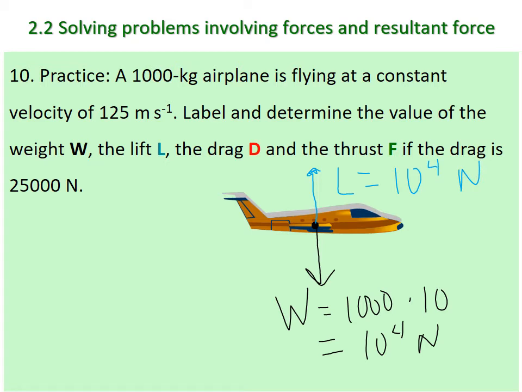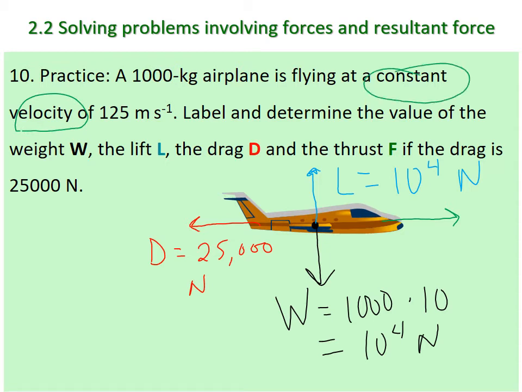And then I have drag and I have thrust. So drag here goes out the back. That's like air resistance. The drag equals 25,000 newtons. And then the thrust force, this green F, what should that be? It flies at a constant velocity. Doesn't matter if it's constant 125 or constant 0. It's not accelerating. So the thrust force F equals also 25,000 newtons. All right, let's go on to the next one.